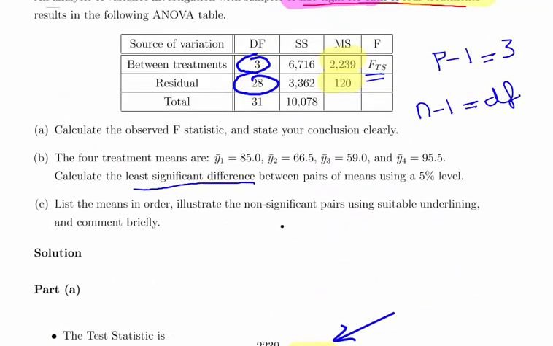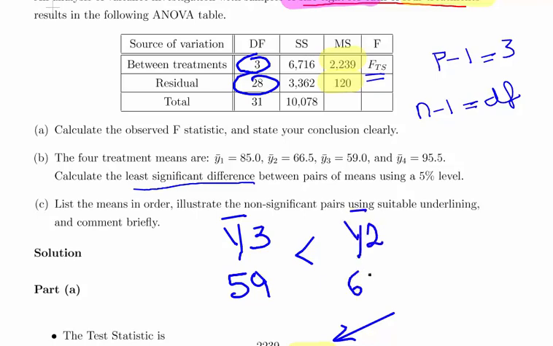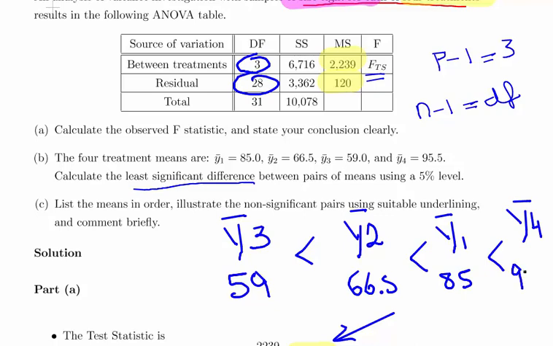the lowest mean is group 3, which is 59. And then the next lowest group is group 2, and that's 66.5. Then the next lowest group is y1, 85, and then y4, which is 95.5.